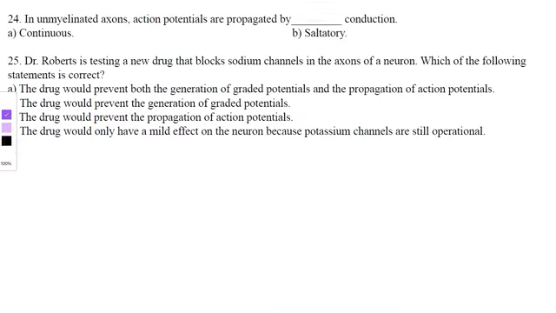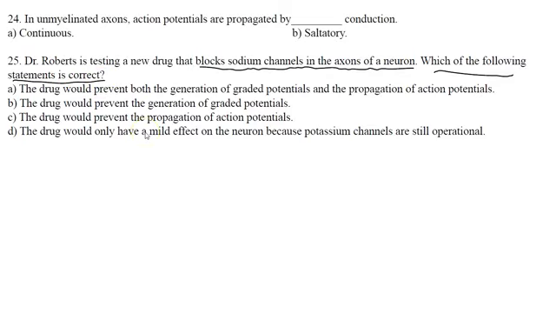All right, let's get into our last worksheet example. And I'm going to do number 25. Dr. Roberts is testing a new drug that blocks sodium channels in the axons of a neuron. So it blocks sodium channels. Is that extremely important? Yes. Because without those sodium channels, what can't happen? Depolarization. Without depolarization, you're not moving that signal down the axon. Okay? Which of the following statements is correct?